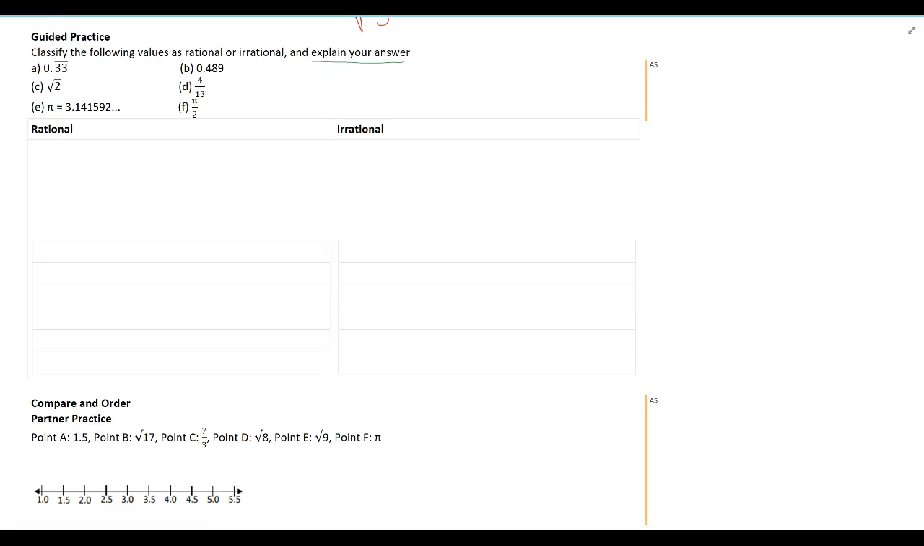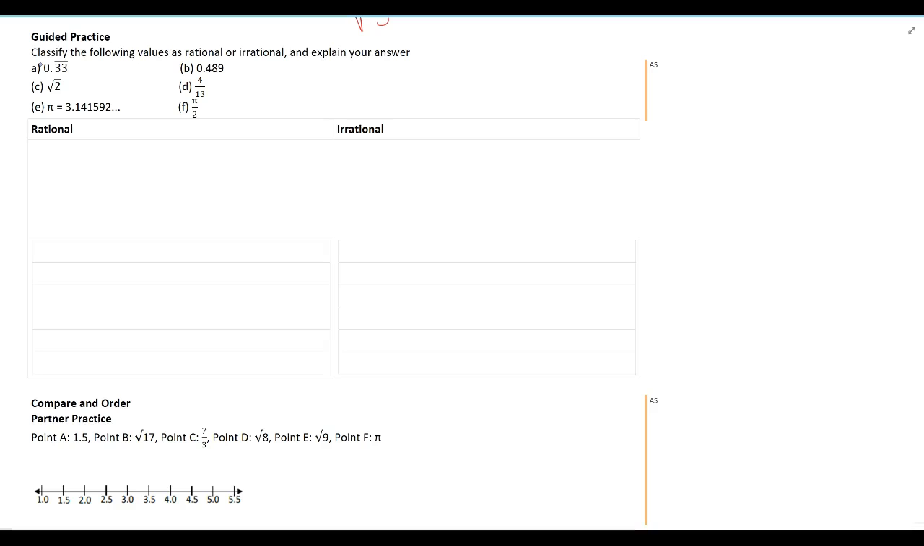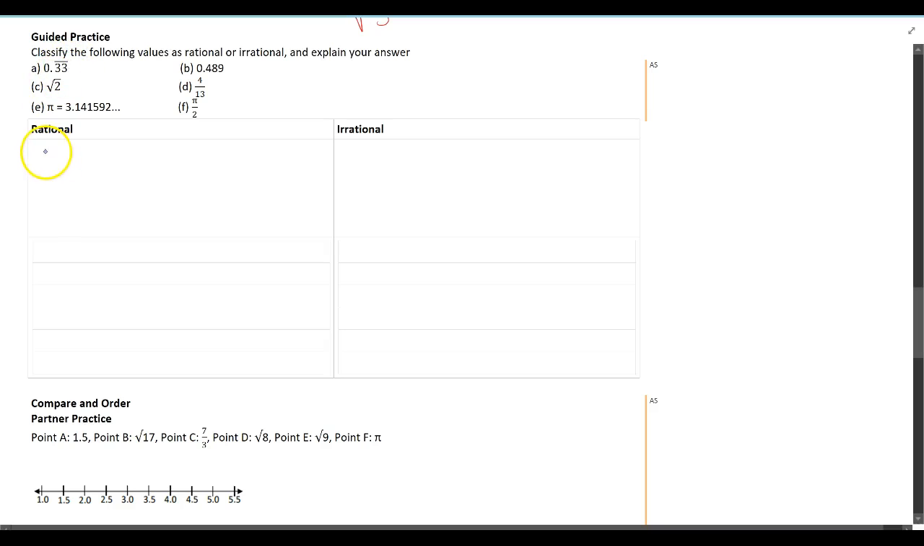All right, hopefully this was reasonably simple for you. We're going to be going through these really quickly. One by one, let's do A. A, I see a 0.33 with this line right here, which means it's repeating. As I just annoyingly stressed 100 times, repeating decimals are rational. So 0.33 repeating is rational.